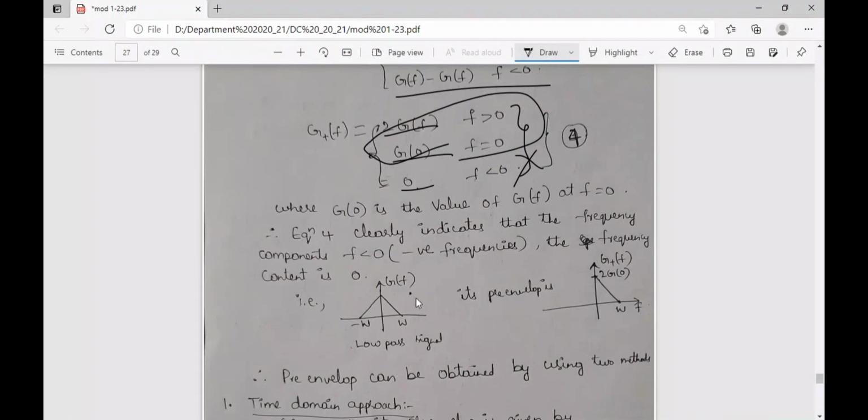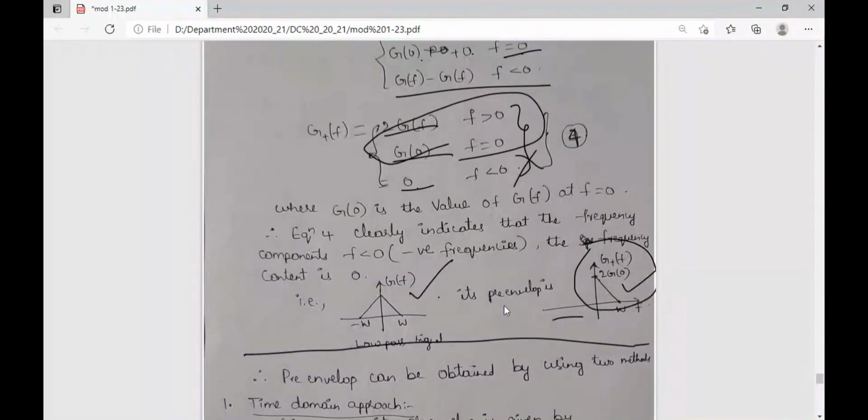The same thing is represented in a graphical representation. So this is a g of f signal, and its pre-envelope is g plus of f. This is the pre-envelope of the given signal g of f. So the pre-envelope will give you only the positive frequencies of the low pass signal g of t. Is it clear? Yes, ma'am. Anybody have doubts until here? You can ask me. Otherwise, in the next class we'll see how to find the negative frequencies alone.